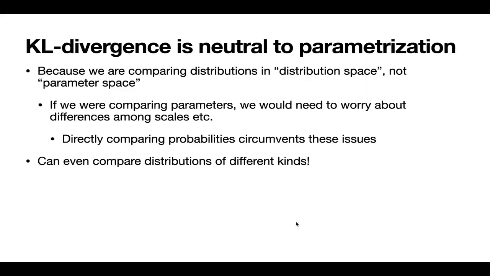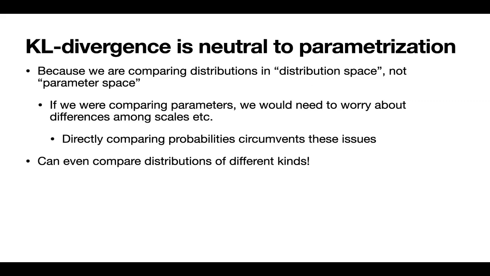And this is a good thing because comparing in the distribution space means that KL divergence is neutral to the parameterization of the distribution. So the two distributions that we're comparing can have parameters that operate on entirely different numerical scales. They can even be two different kinds of distributions altogether. And all the methods that we have just discussed are still going to apply. So KL divergence is a very easy to use and a very generalizable measure. And I think that makes KL divergence very useful.